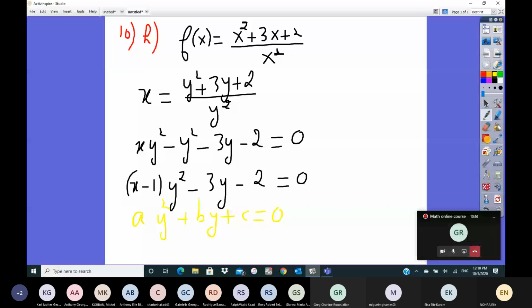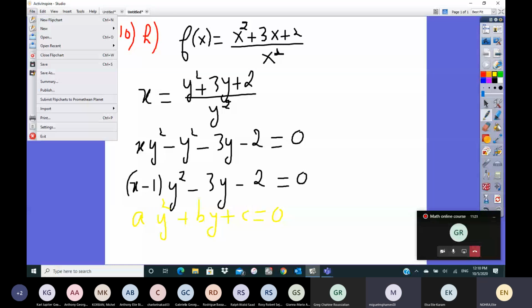We can use the calculator. Here we can't use the calculator's delta, because A is x minus 1. B and C are numbers, but A is not a number, so we can't use it. Precisely. So let's do it.